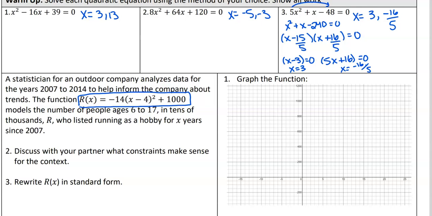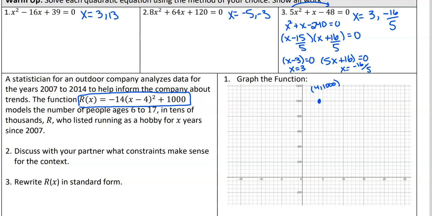So this piece gives me a part of the vertex. This gives me part of the vertex. If it's inside the parentheses, we do the opposite. So my vertex is at +4 and +1,000. That is my vertex.